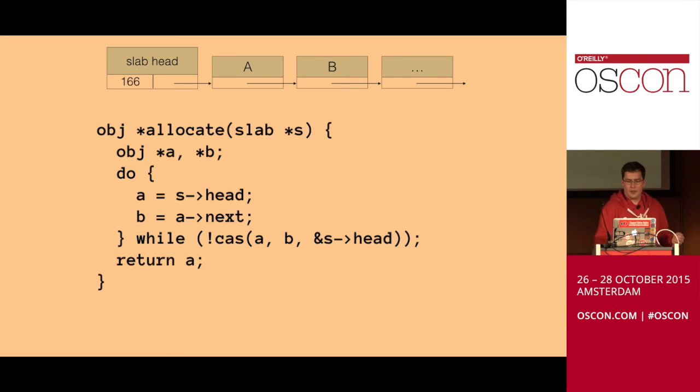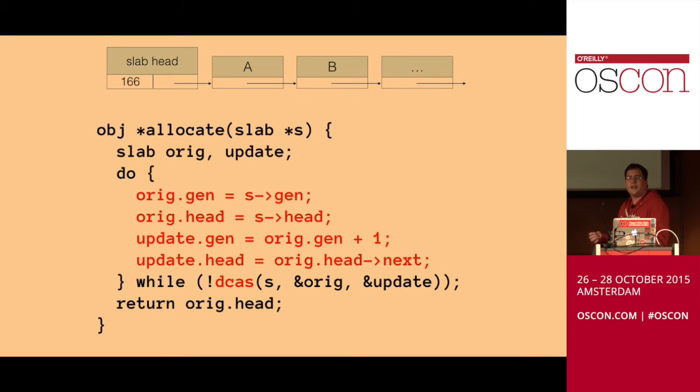So how do we actually implement this? Well, instead of having these local object pointers, we're actually going to try to swap entire slab structures in. We'll see why in a minute, but we're going to be using this primitive called DCAS, which is a double CAS, which is basically a compare and swap, but it's on a double wide value. And so this also means that this generation counter and the pointer have to be contiguous in memory.